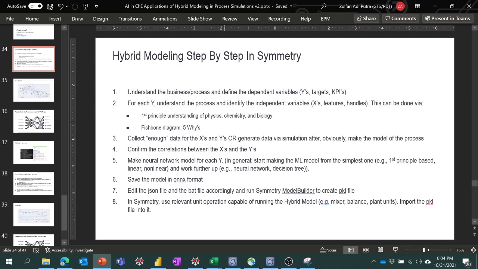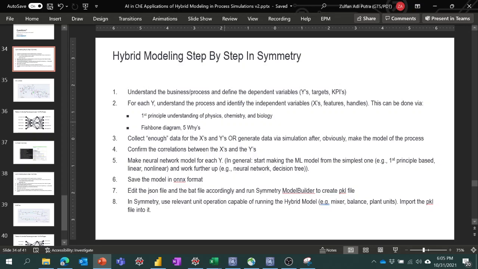And then once we know the Y, once we know the relevant X of each of the Y, we need to collect the data. Or if we don't have the data, like if we don't have the field data, we can make a model of the plant or the process in question, make sure it is accurate enough, and then run that model to generate enough data so that we can use it for further modeling.